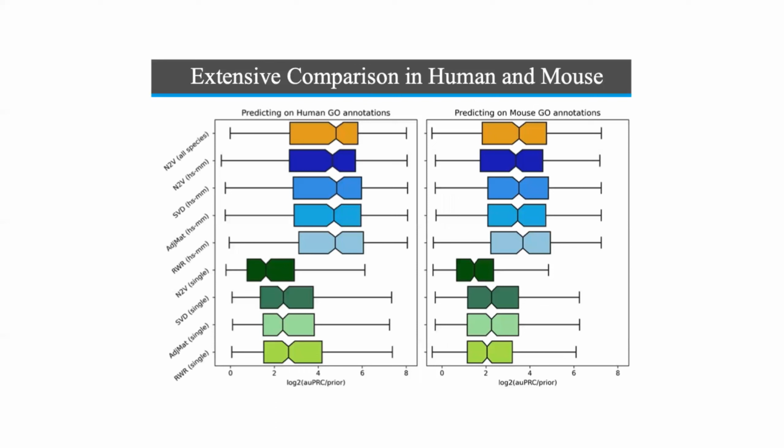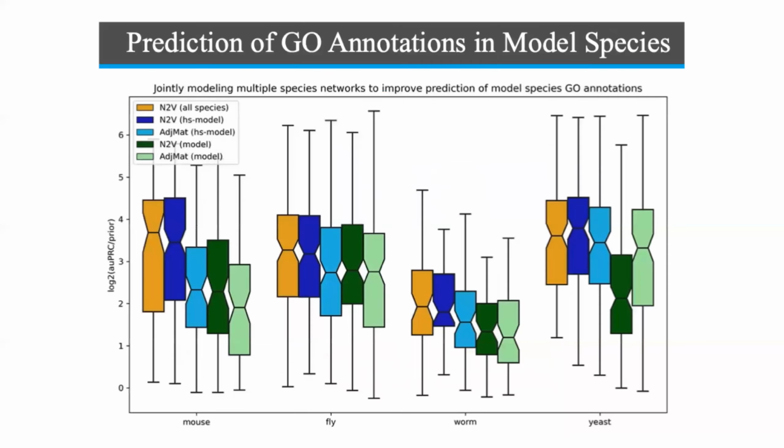This is an example of the extensive benchmarking that we did. These are all the different methods, and then there are all the parameters, and this is picking the best method out of the parameter set. We can generally see that combining multiple species, combining the human network and the mouse network together, makes GO annotations in human and mouse much better.